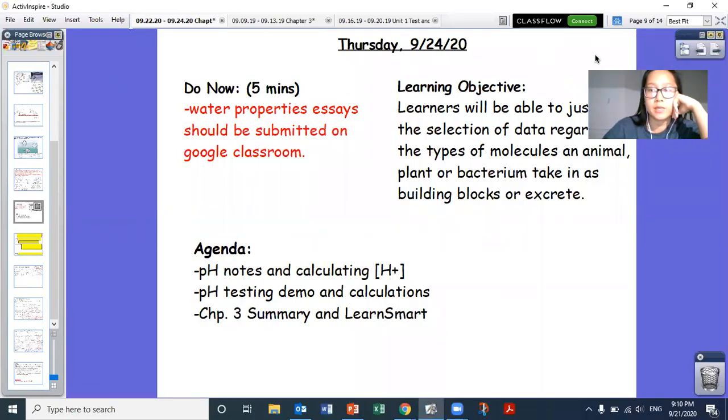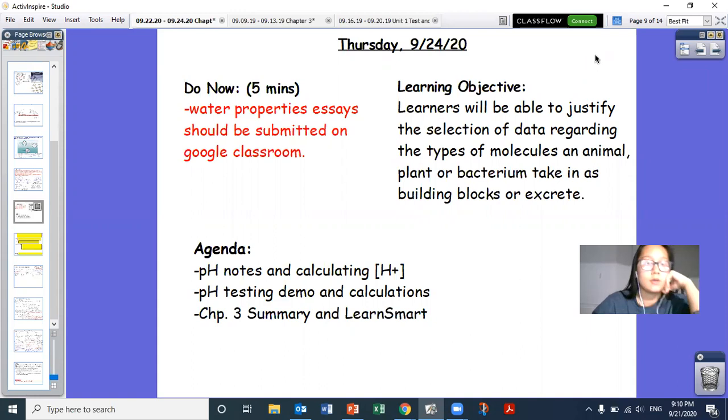Before that happens, make sure that you have submitted your water property essays on Google Classroom. And if you aren't sure what the requirements on that were, you can always look at the post where the assignment is. And like I said, we're going to go over pH notes today. The notes themselves aren't actually that long, but there is a demo that follows up so that you get to practice using the information that you learn in the notes.